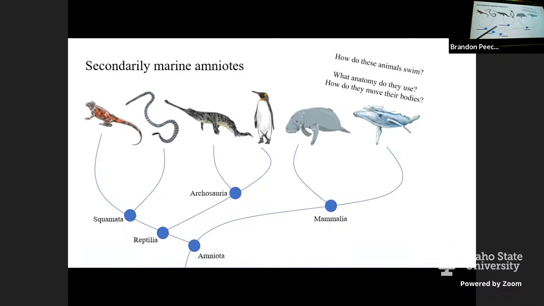And so what you know about these animals, can you talk to each other? How do they swim through the water? How do they move their bodies? What anatomy do they use to swim with? These are amniotes, like full on laying an egg in the desert ancestor. Now they live in the oceans or go in the oceans all the time. How are they moving when they're in the water?